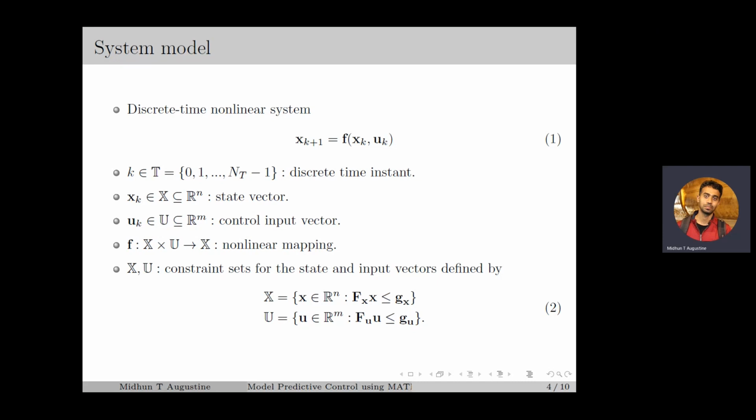For the NMPC design and analysis, we consider the discrete time nonlinear system defined by equation 1, in which k is the discrete time instant, xk is the state vector, uk is the control input vector, f is the nonlinear mapping which maps the current state xk to the next state xk plus 1 under the control action uk. The sets X and U are the constraint sets for the state and input vectors, which is defined as in equation number 2. And this is similar as in the LMPC case.